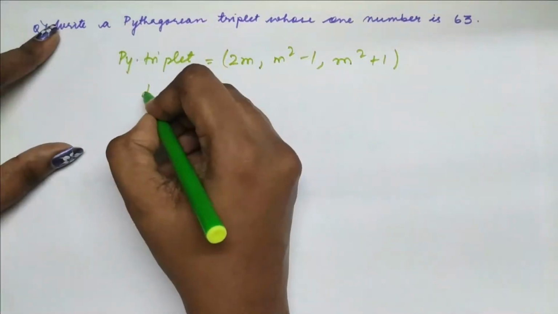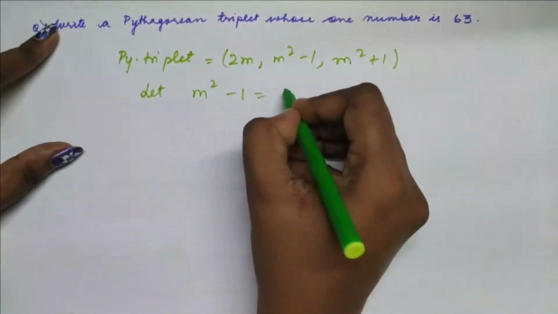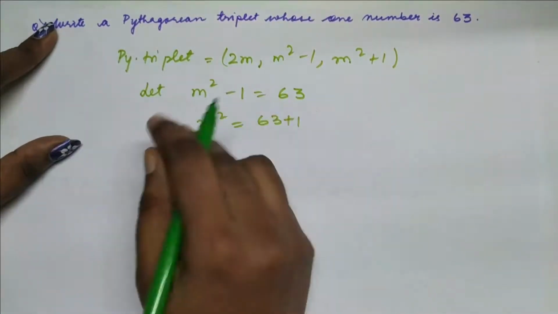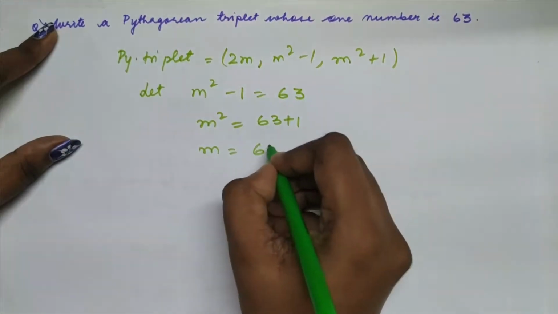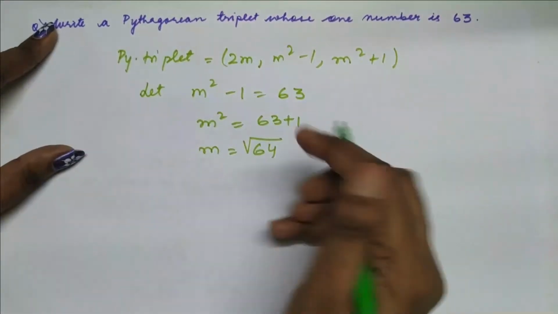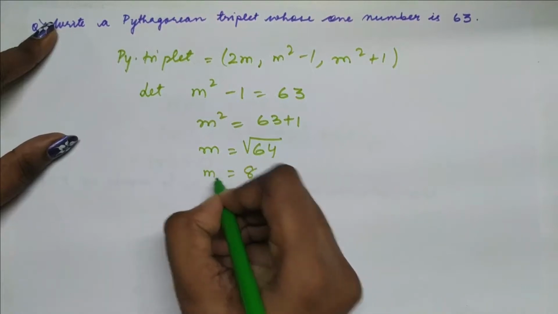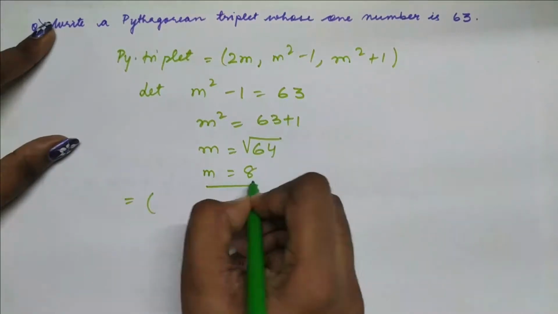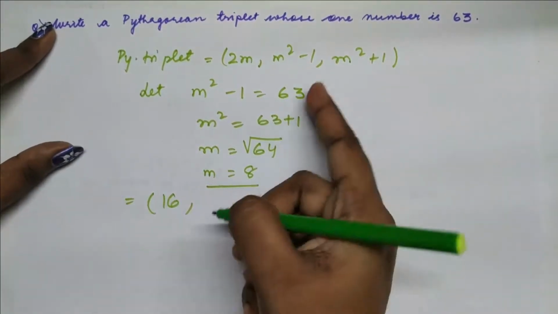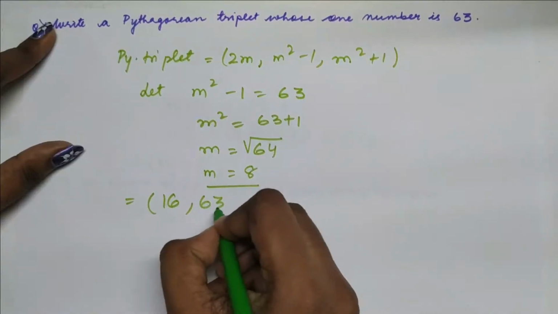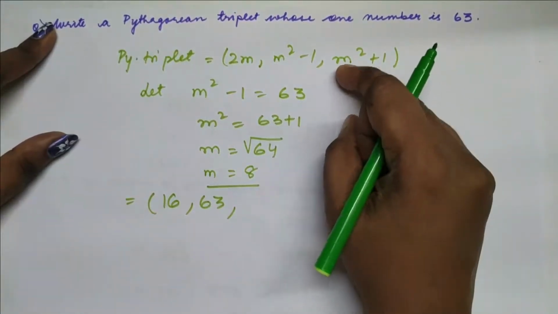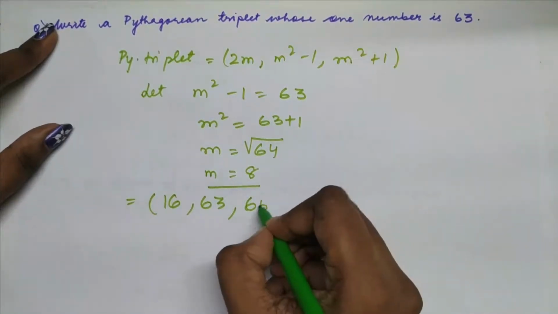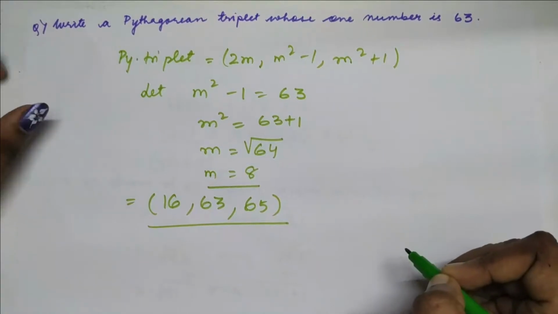So let me assume that m square plus 1 is equal to 63. So I can get m square equal to 63 plus 1, right? I transfer that 1 here. So m square is 64, root over, because square is there, we need to do the root. So the value of m is 8. So the triplet will be 2 into 8, that is 16. The second number already we have written, 63. And the third number will be 8 square plus 1, 8 squared is 64 plus 1 is 65. So this is our Pythagorean triplet.